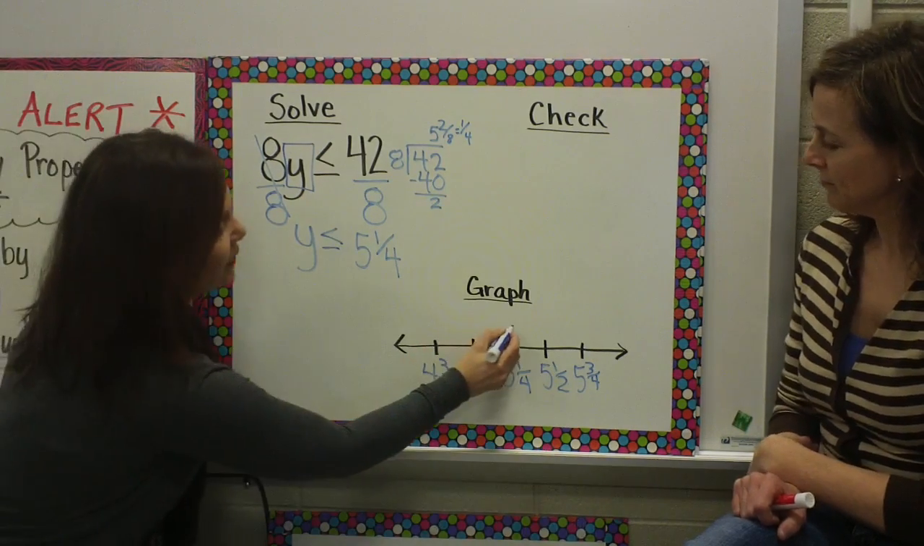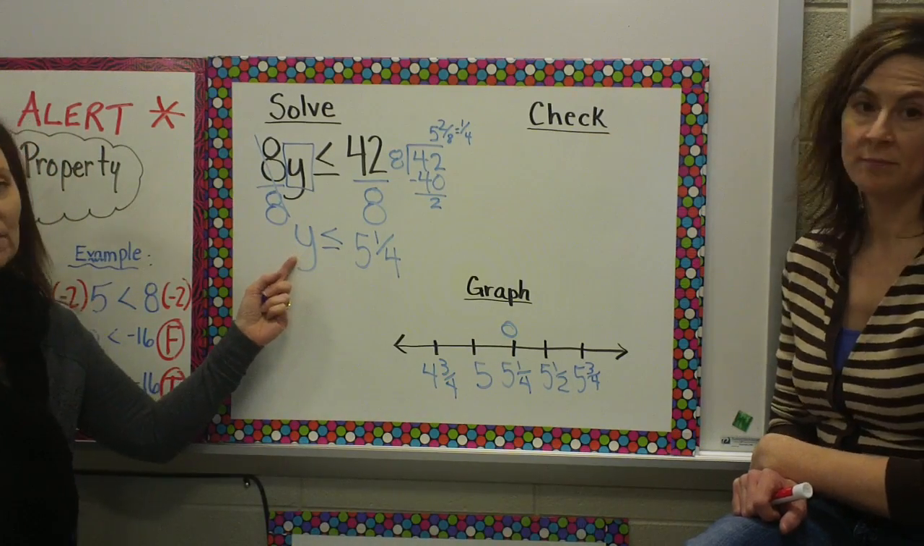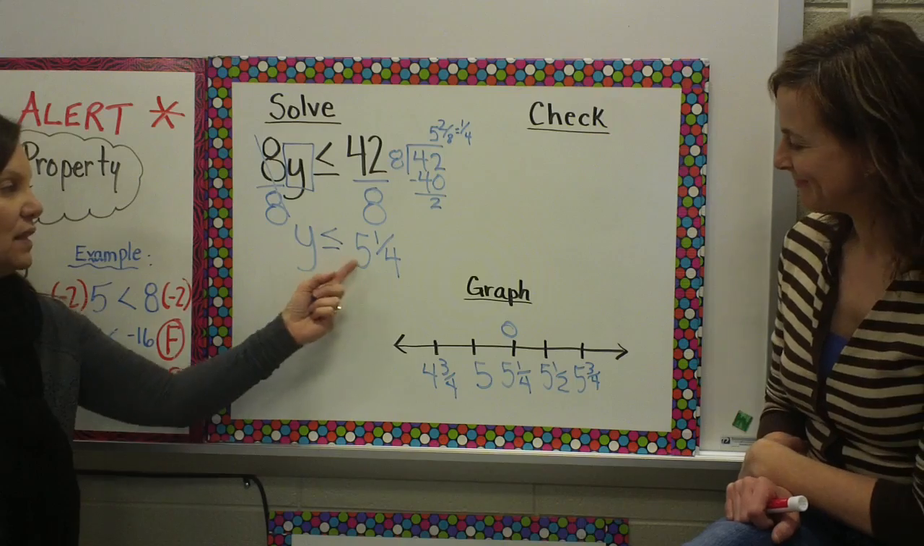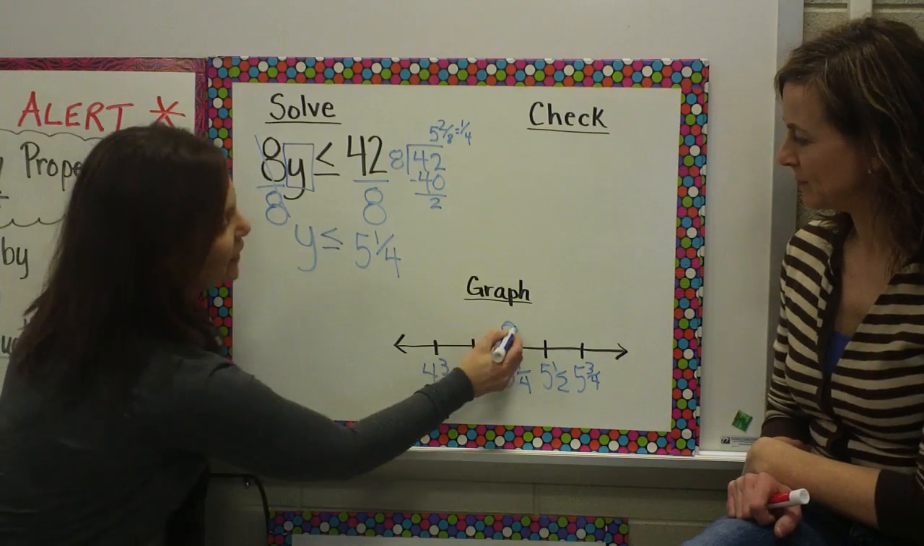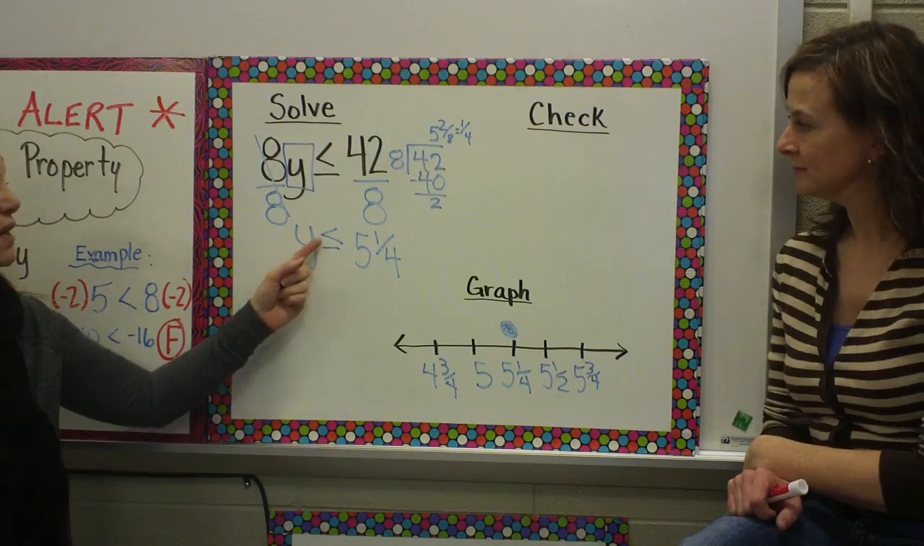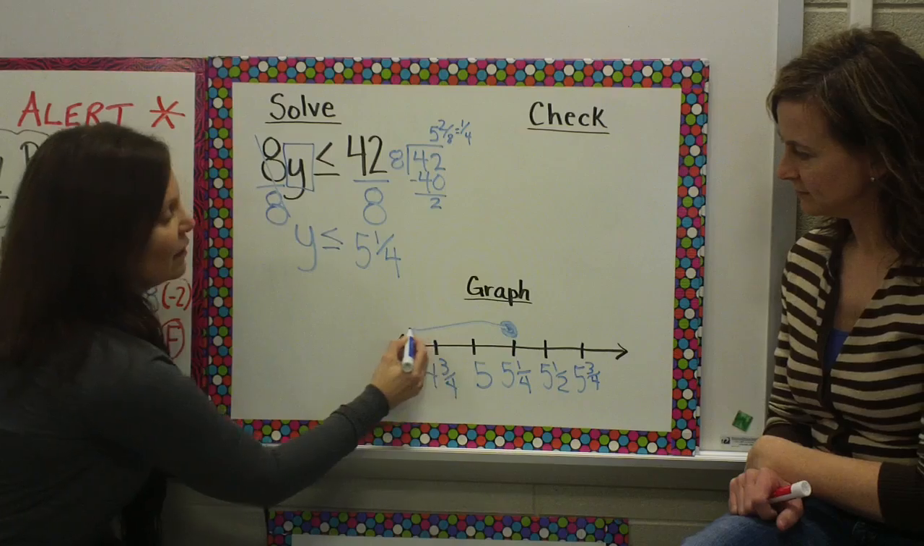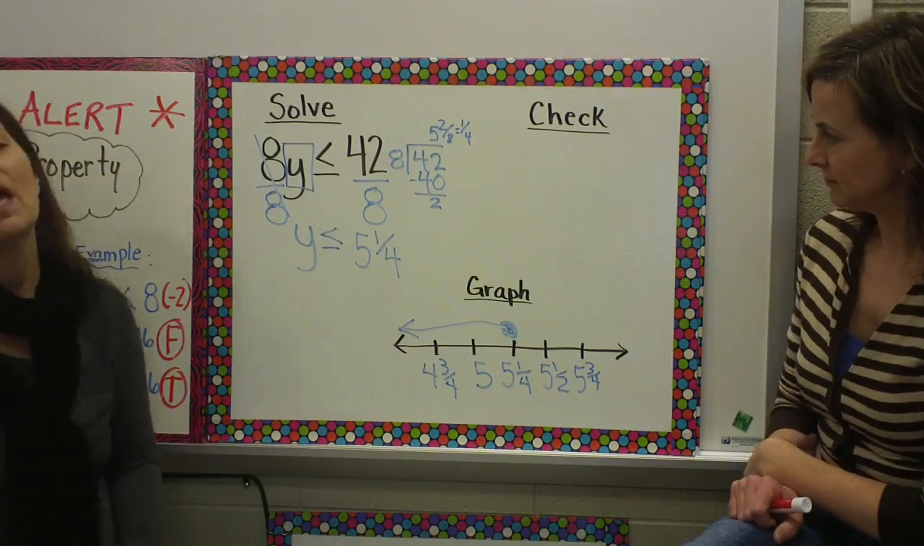Above 5 and 1/4, I will draw a circle. Because it could be equal to 5 and 1/4, 5 and 1/4 is equal to 5 and 1/4, I'm going to color it in to show that's a solution that works in the set. And then all of the numbers less, notice the arrow's pointing to the left. Draw my arrow to the left.